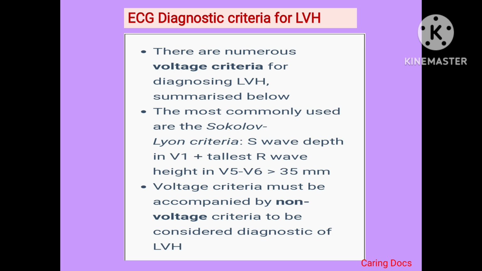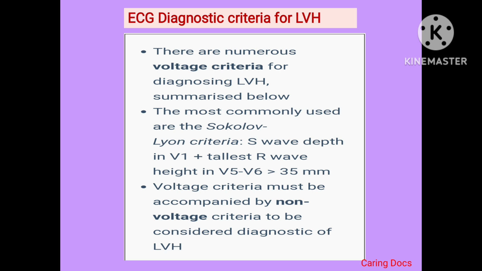For diagnosing left ventricular hypertrophy in the ECG, we have to follow two criteria. First is the voltage criteria and second is the non-voltage criteria. Among the voltage criteria, the most commonly used method is Sokolov Lyon criteria. Here we add the depth of the S wave in V1 with the tallest R wave in V5 or V6. If their sum is more than 35 mm, then it suggests left ventricular hypertrophy.